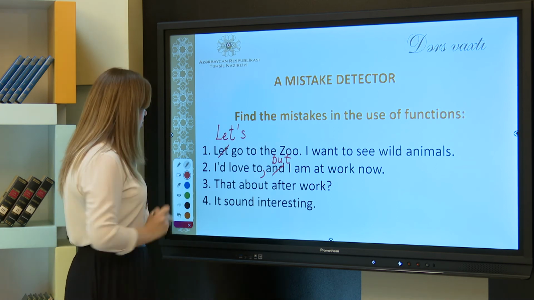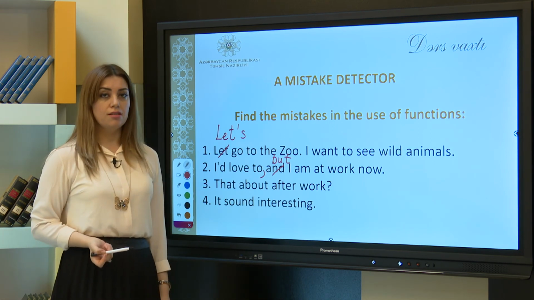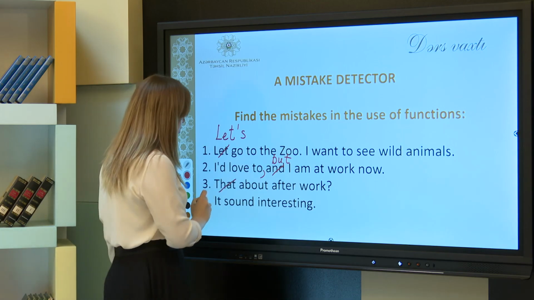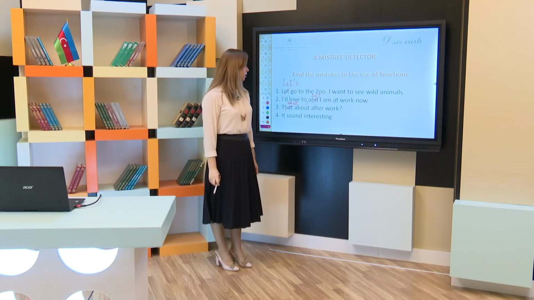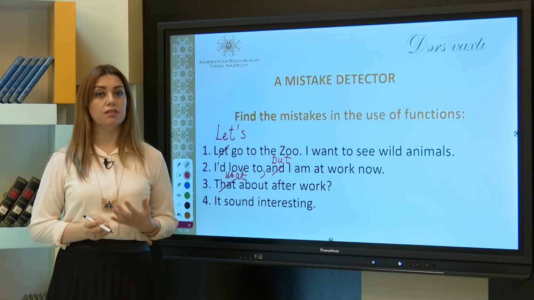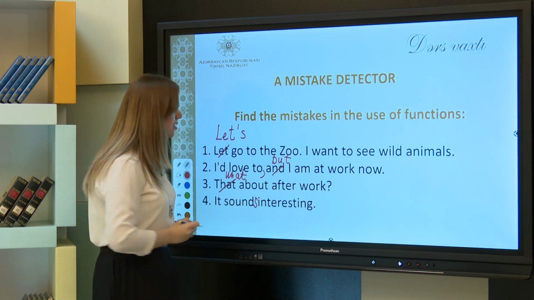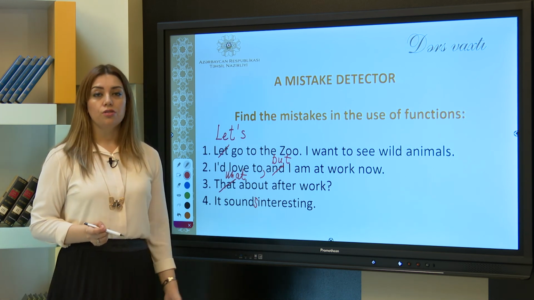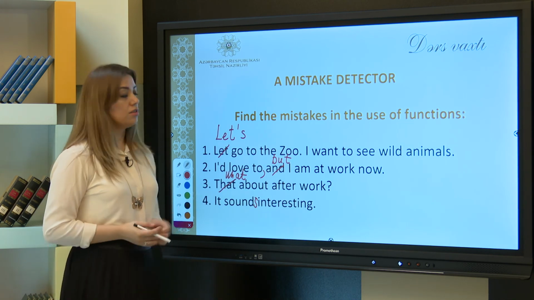And the next sentence, number 3, that about after work? No, this is very wrong sentence. When we are making suggestion, we say what about. So instead of that, we will say what about. What about after work? It sounds interesting. If you remember, for the pronouns in singular, we put s in the end of the verbs. So we will say it sounds interesting. Not it sound interesting, but it sounds interesting. So finally we have detected all the mistakes and we corrected them, and this is the correct way of speaking in English.